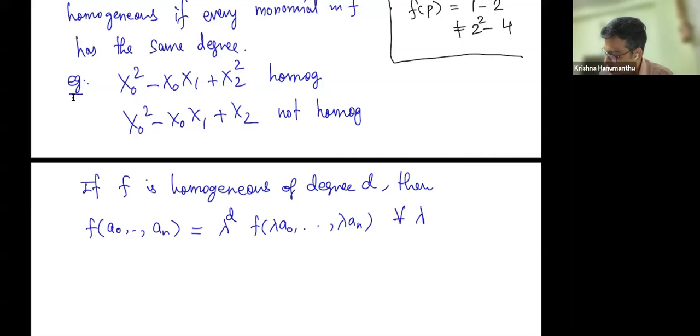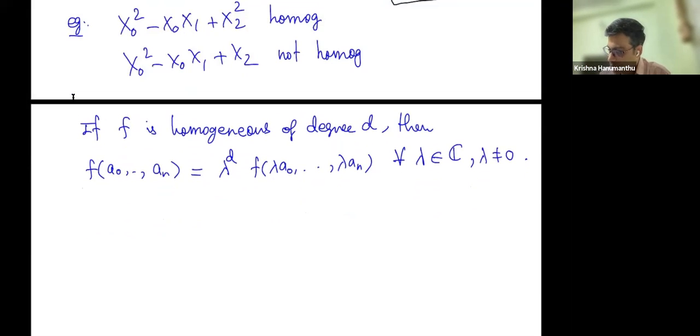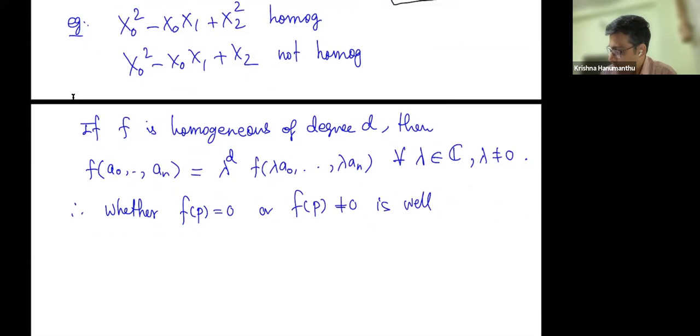So this holds for all lambda in C, lambda not equal to 0. So we can do this, right? But we cannot even now have a unique value of f. However, we can determine in a unique way whether f vanishes at that point or not. So whether f of p is 0 or f of p is non-zero is well defined.